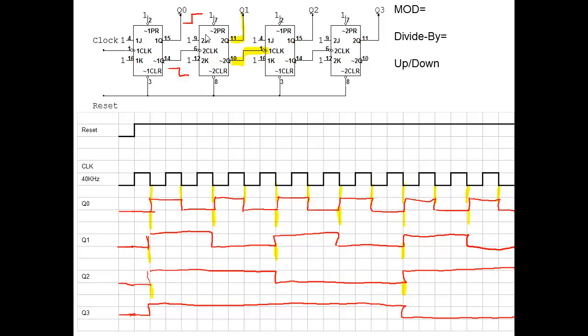Okay, just like that. The mod number, believe it or not, I still haven't changed it. It's still 16 because it's still 2 to the 4th. I haven't done any kind of automatic reset. Divide by 16 still. Up, down, let's figure that out. Well, this is still our least significant bit. This is still our most significant bit because that one changes the most often, so it's the least.